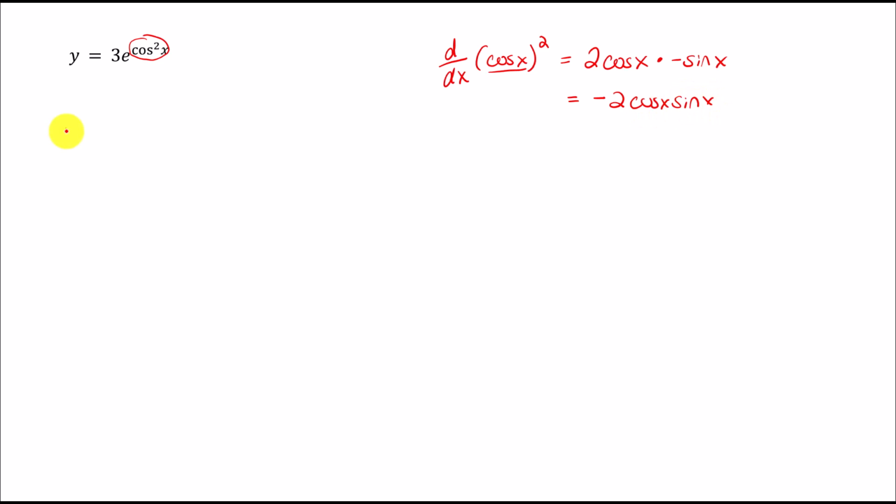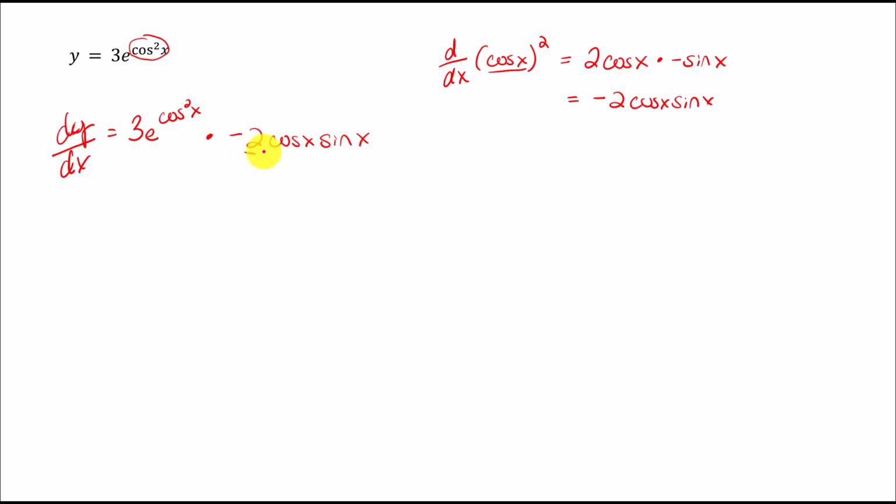So when I take the derivative here, everything is going to stay the same. That's the rule for e. So everything stays exactly the way it was, and then we multiply by the derivative of the power, which we found to be this over here. So I'm going to have negative 2 cosine x sine x.